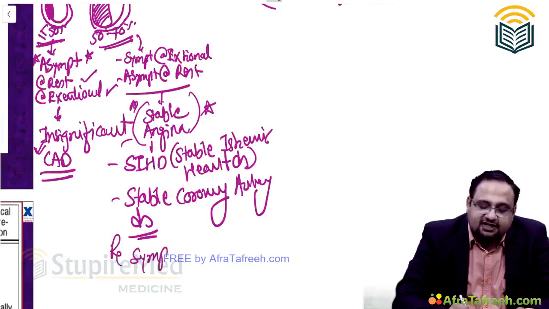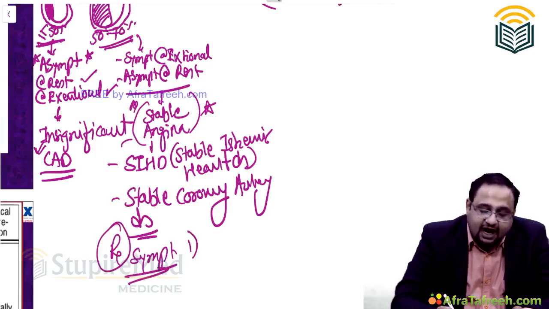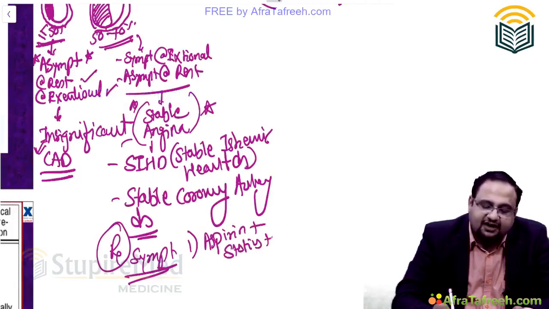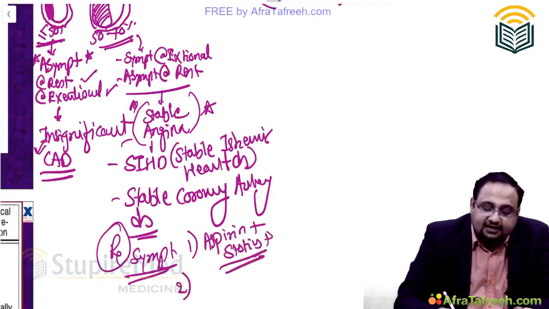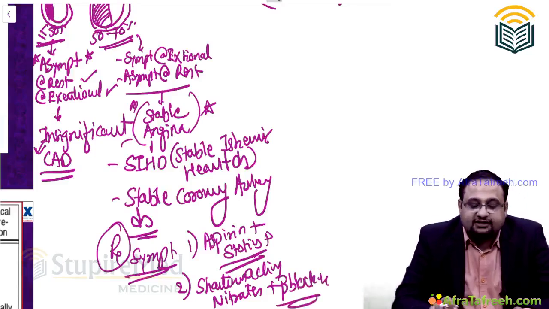For such patients, the symptomatic treatment is first the maximum: of course aspirin and statins are a must for such patients, friends. And the second very important thing is short acting nitrates plus beta blockers. So these are the drugs of choice for stable angina.